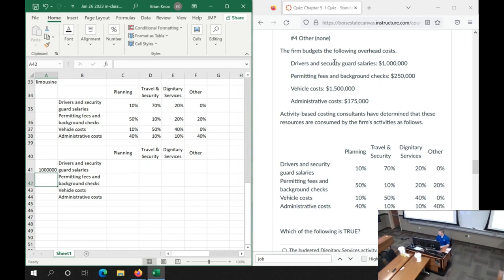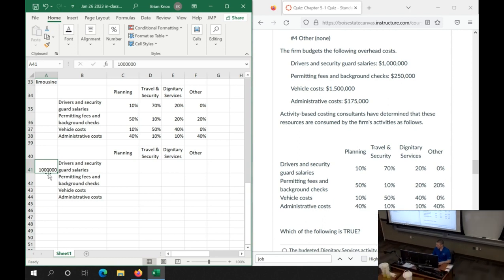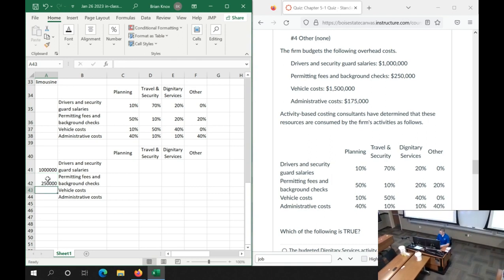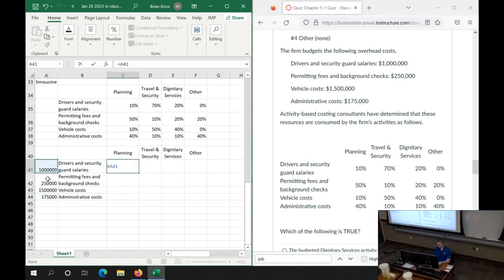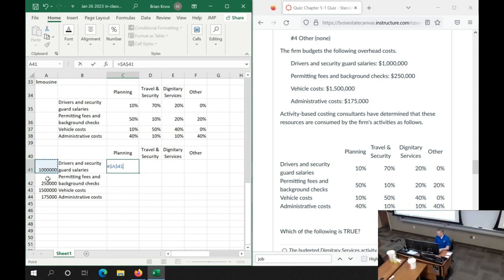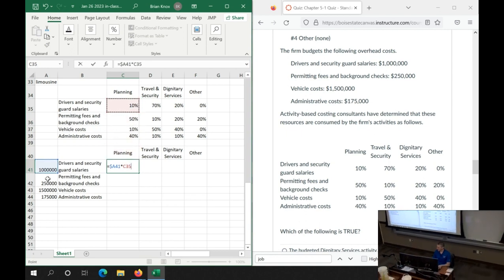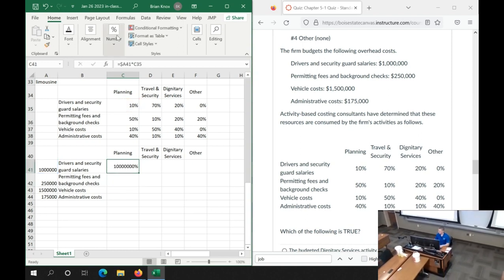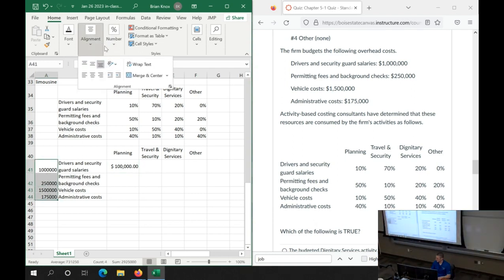so it says here the drivers and security guard salaries are $1 million. So this general ledger account right here, 1 million, right there. 250,000 is our cost for permitting fees and background checks. 1.5 million is vehicle costs, and then 175,000 of administrative costs. All right. So we're going to take that and we're going to make absolute the column. So that $1 million, 10% of it needs to go in the planning activity. And it's not. It's $1. It's dollars.